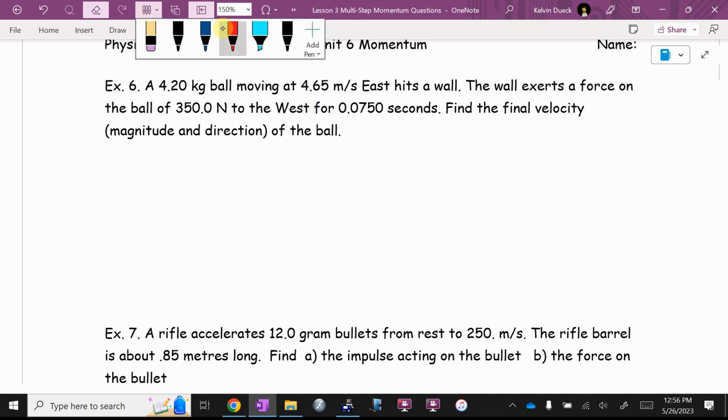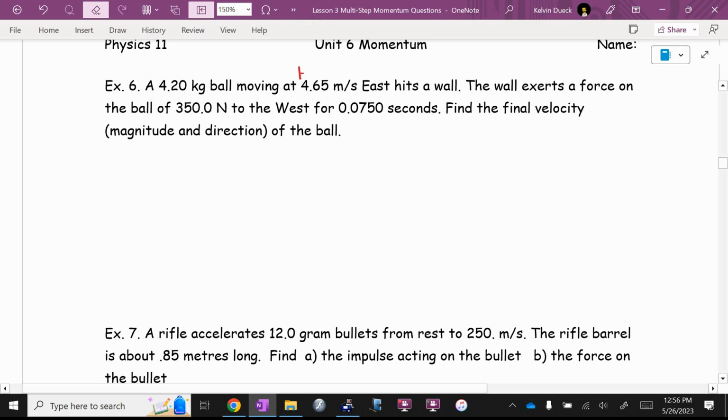I'm going to be lazy but organized. So the very first thing I'm going to do before I even start is say that's positive, that's positive, and that's negative. That's negative. Why didn't I put a negative in front of time? Time's a scalar. It has no direction.